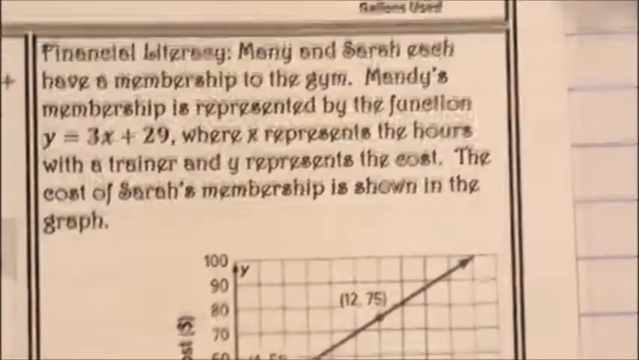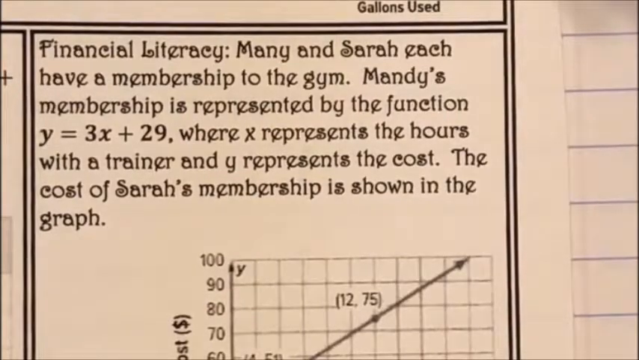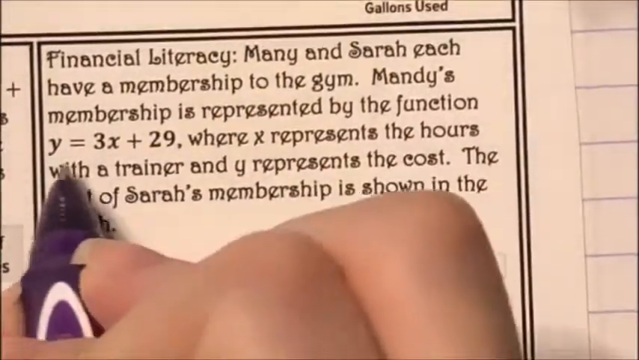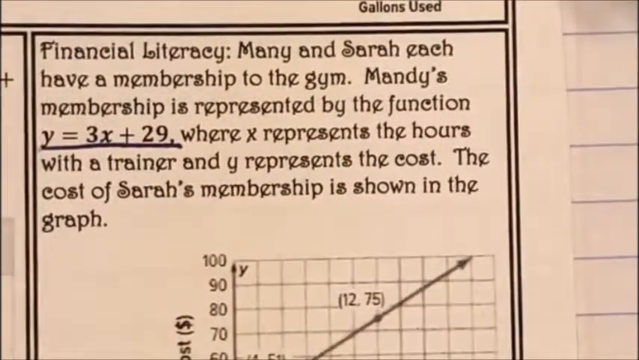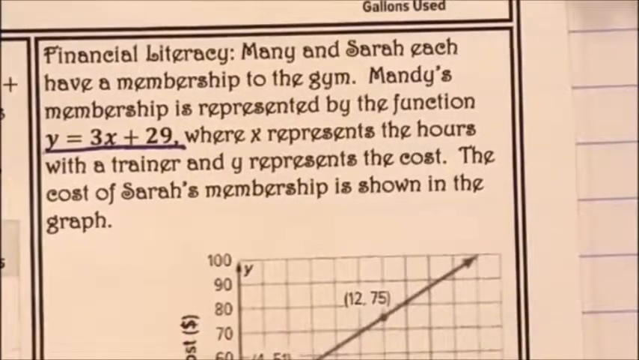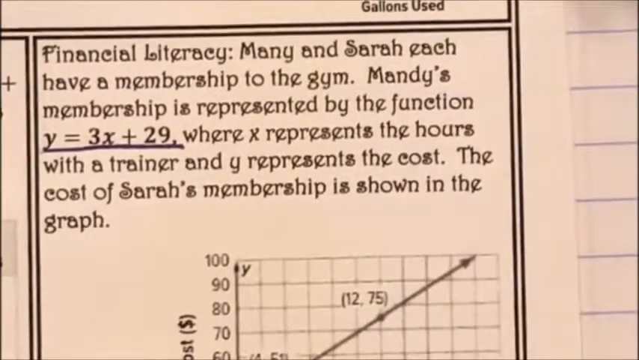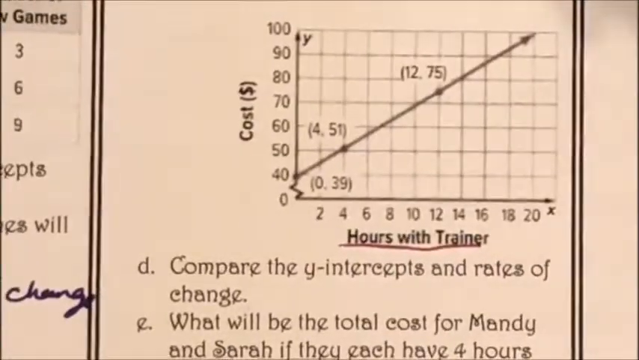Okay. My other try it problem, which contains D and E, says financial literacy. Mandy and Sarah each have a membership to the gym. Mandy's membership is represented by the function y equals 3x plus 29, where x represents the hours with the trainer and y represents the cost. The cost of Sarah's membership is shown in the graph. Okay, so Mandy is going to be purple, y equals 3x plus 29. And Sarah is going to be pink over here. Sarah's down on the graph.